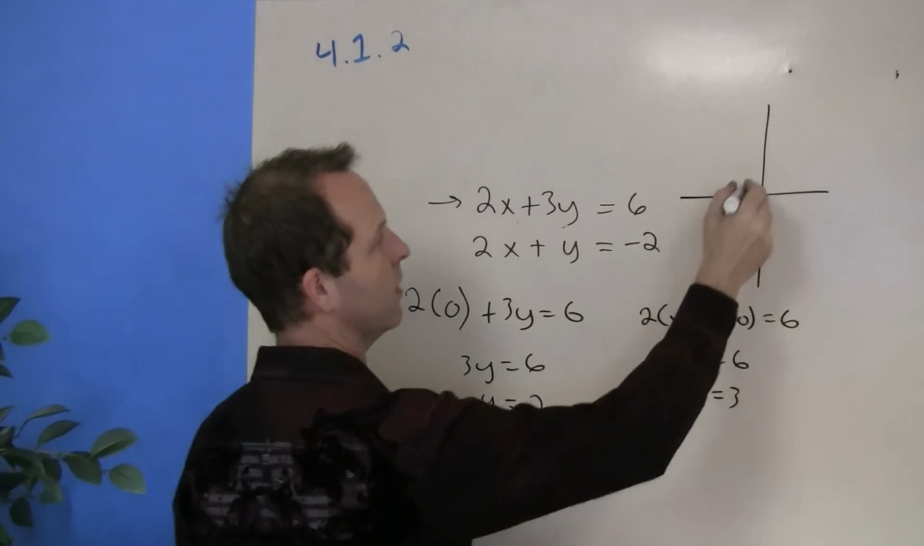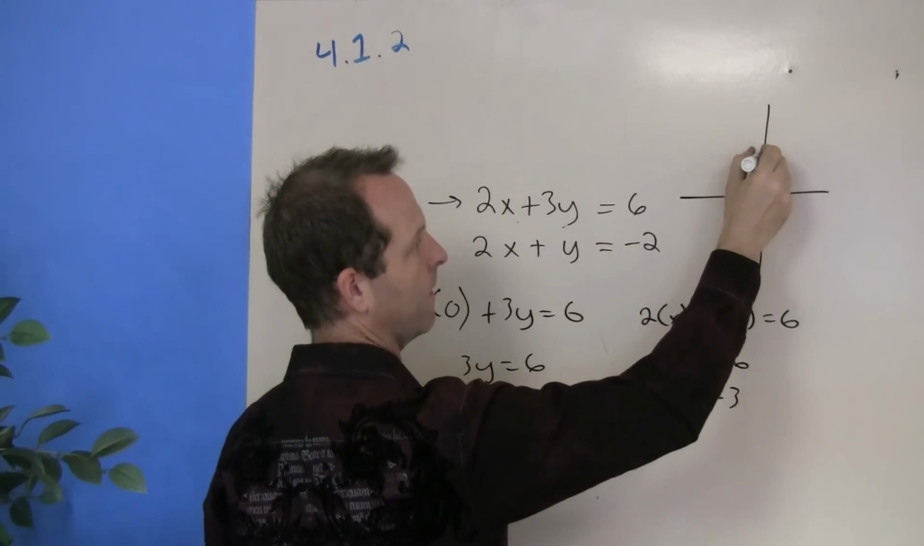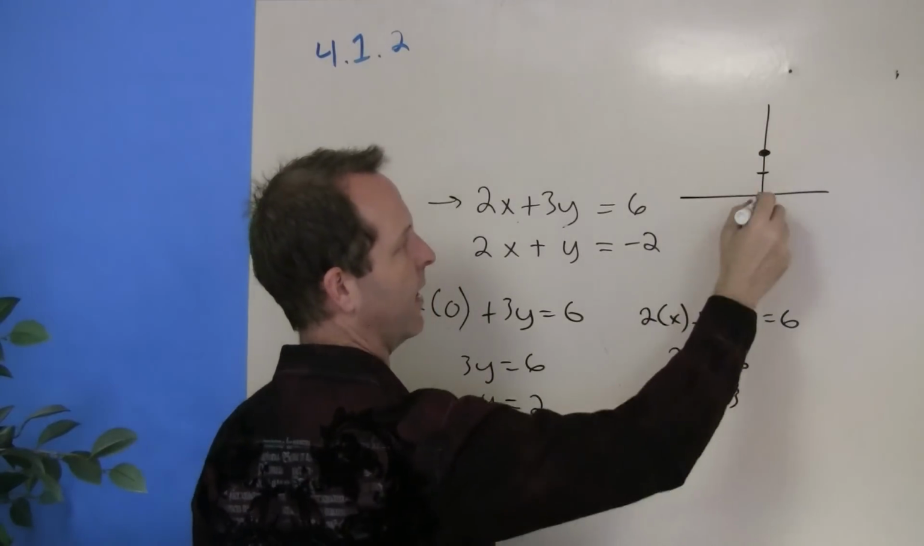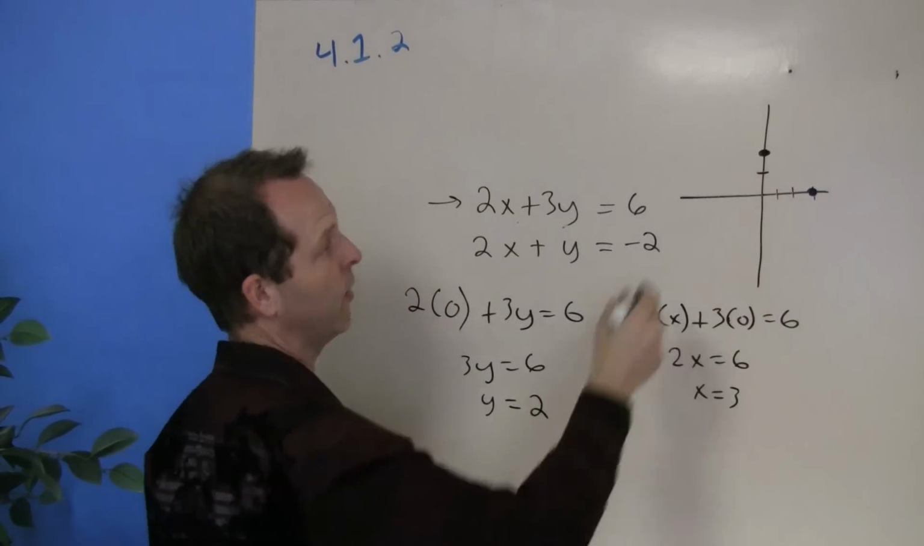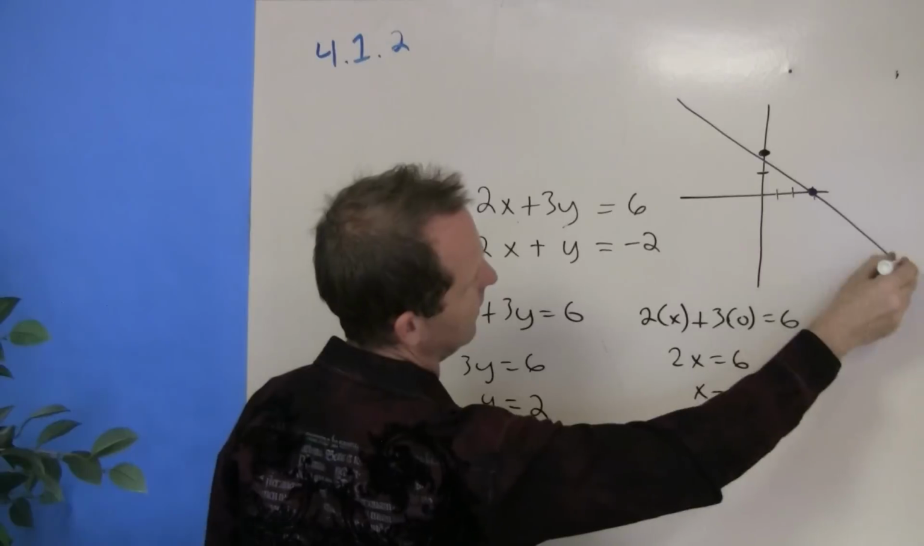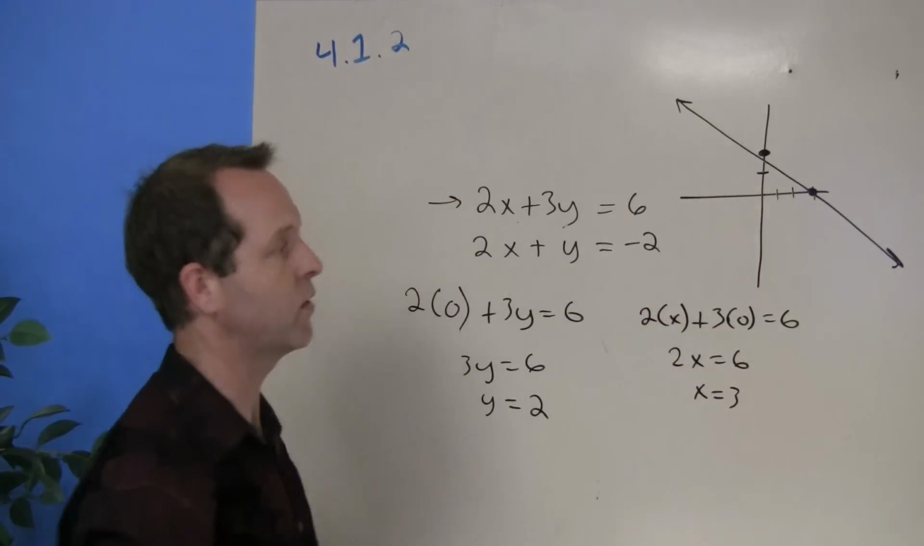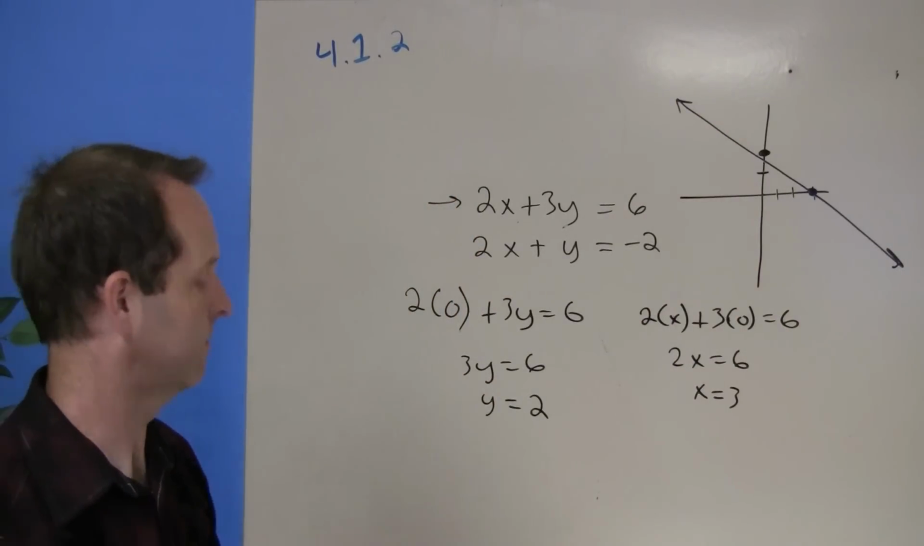I know that y equals 2. I have a solution, and x equals 3. I have a solution. And if those are both accurate, then I know that I have a line that goes through those particular points.